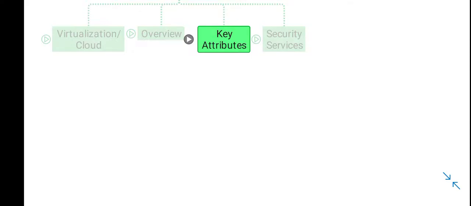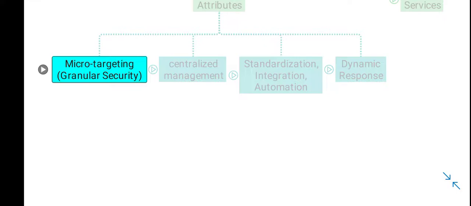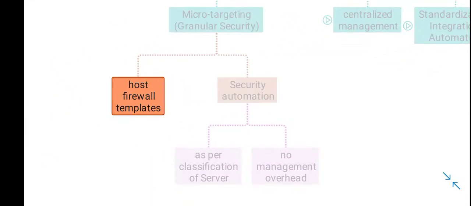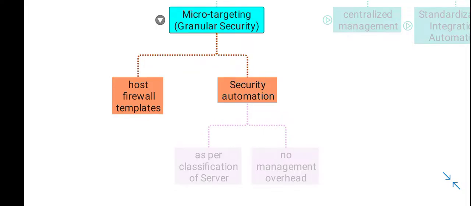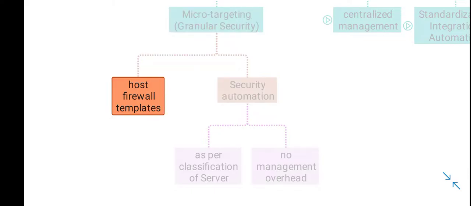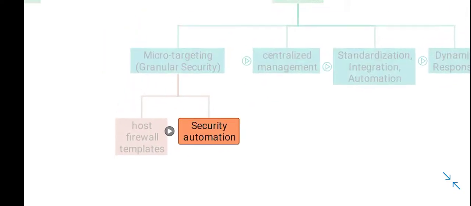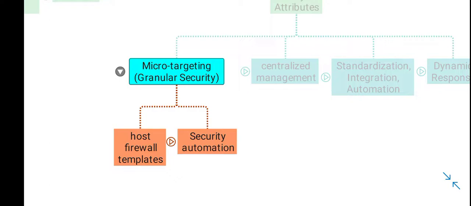Now there are certain key attributes which are micro targeting and centralized management, standardization, integration and automation, and dynamic response. In micro targeting, it is very granular security. So the host firewall templates are virtual security software based templates which can be deployed, and security can be automated as per the data classification of our server. So there could be different security definition files which can be deployed on a server as per the data it hosts. Furthermore, due to this automation, there are no management overheads. So security is very granular as per the specific data classification of an IT asset.